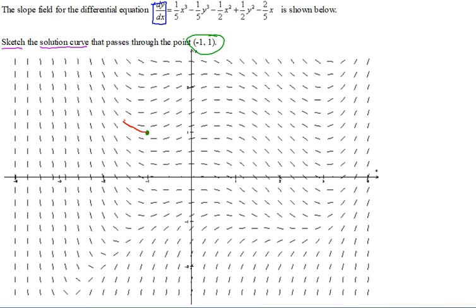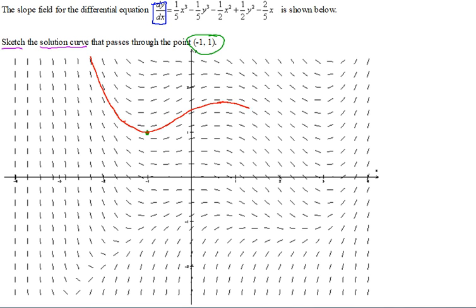And then just keep graphing here. It gets a little steeper, a little steeper. It's not an exact science, just do the best you can there. And then as you head this way, notice the slope start to get a little positive, and it levels off about there.